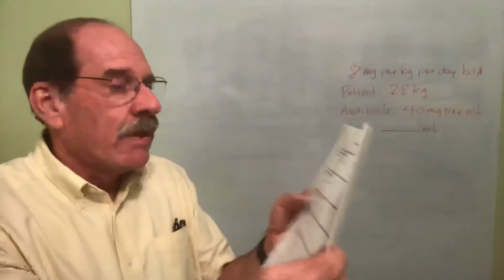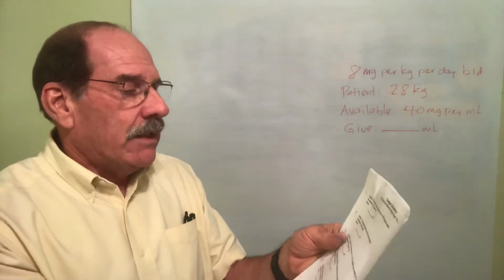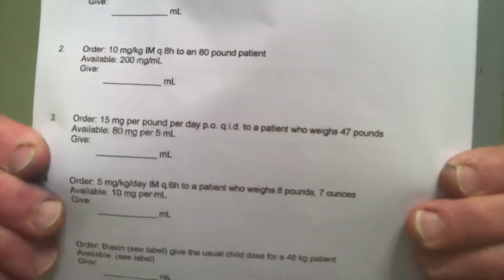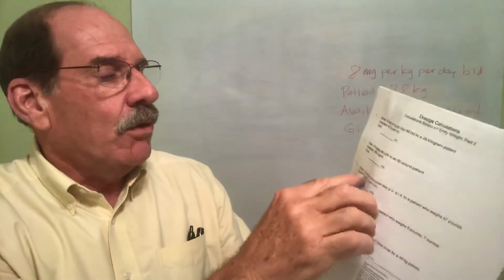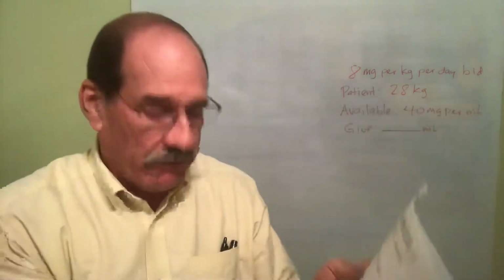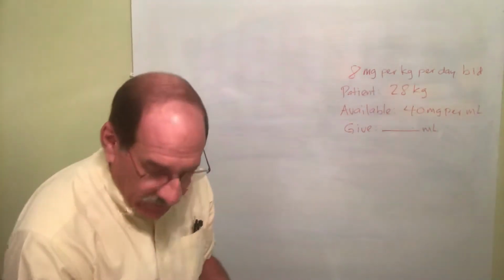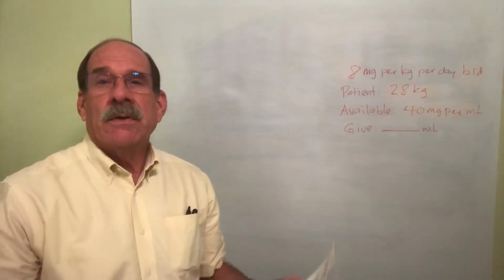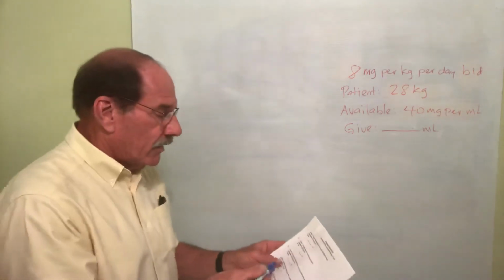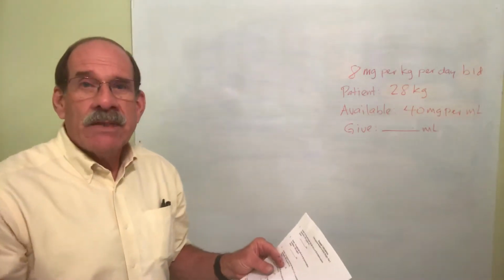Now notice some of these other ones on here. I'll just try to show them here. Some differences. I'm skipping around here. Look at number 3. Ooh, now that's different. It says, the order is 15 milligrams per pound per day. Well, that's different. Everything else up to now was some milligrams per kilogram per day. This is per pound. So write it the same way. It's just one little difference.